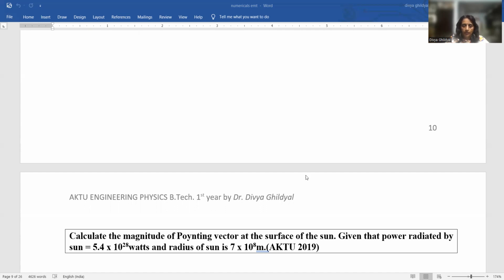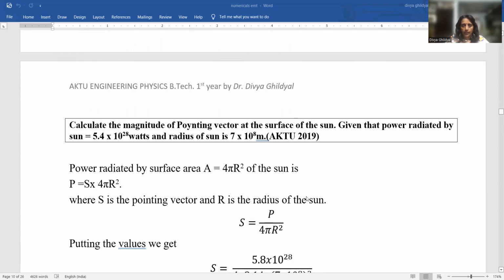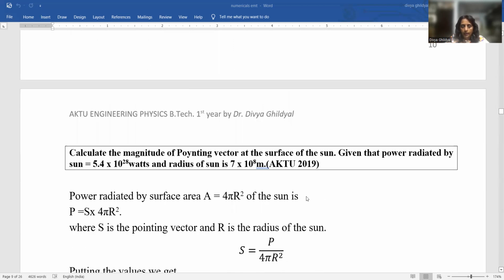So what is the formula for Poynting vector? S is equal to E cross H, or power per unit area is S. So, power radiated by the Sun. The Sun has a circular shape, and the formula will be S is equal to power upon area, or power is equal to S into area.